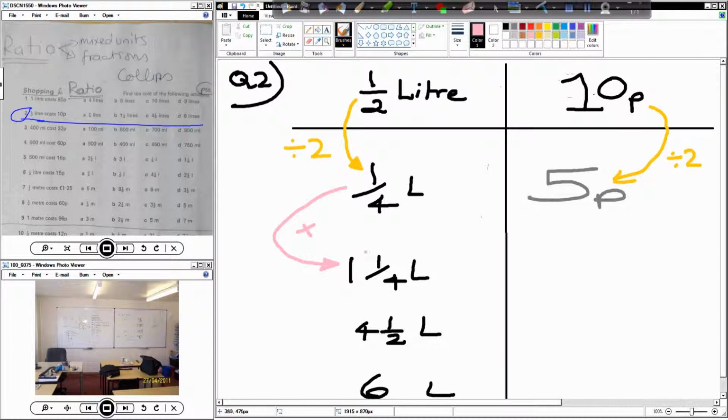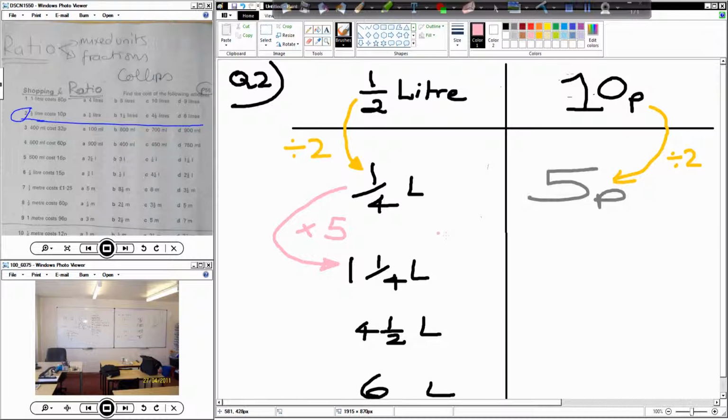Not 2. 2 will take us to 2 quarters. Now, how many quarters are there in 1 and 1/4? Put your hand up if you know. Go on. In 1 and 1/4, how many? 5. There's 5. Because in 1 whole, how many quarters do we have? 4. And in the 1/4 extra, so we've got 4 quarters and another quarter that gives us 5 quarters.